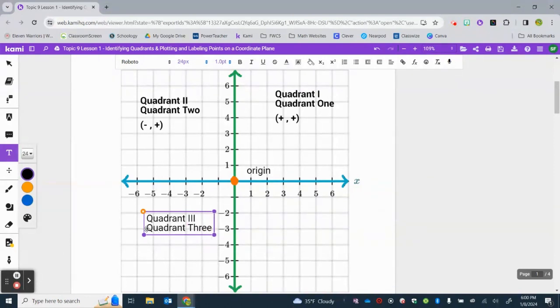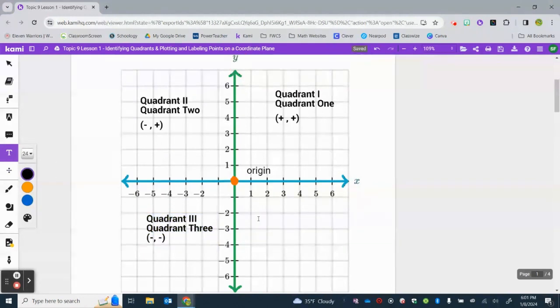And quadrant 3 points, if we start at the origin and we move to the left on the x-axis, you can see that that is going to be a negative number. And then we would have to go down in order to get into quadrant 3. So left is a negative connotation, and down is also a negative connotation. So an ordered pair that is a negative with a negative is going to be in quadrant 3.